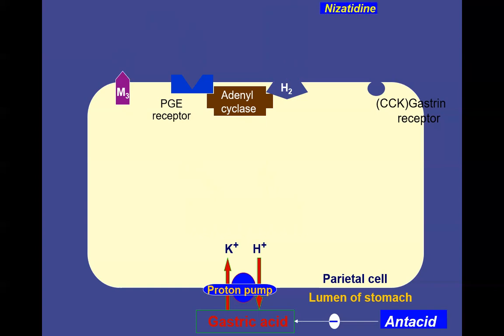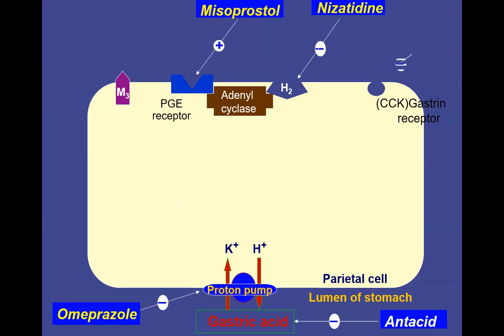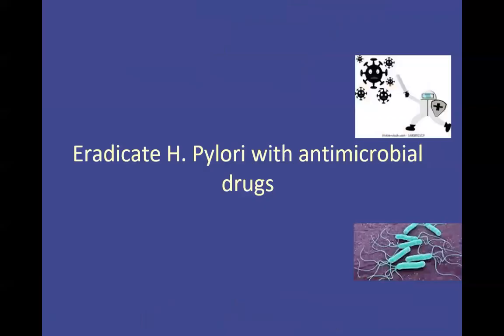Okay. Alternatively, I would give, for example, nizatidine to inhibit H2, and this will take care of decreasing the release. And I would give omeprazole to inhibit the pump, which is a covalent bond. Remember, it binds covalently, and this is more effective. And also misoprostol. If I give misoprostol, this also can be another way of treating my ulcer, and that's it. Okay.